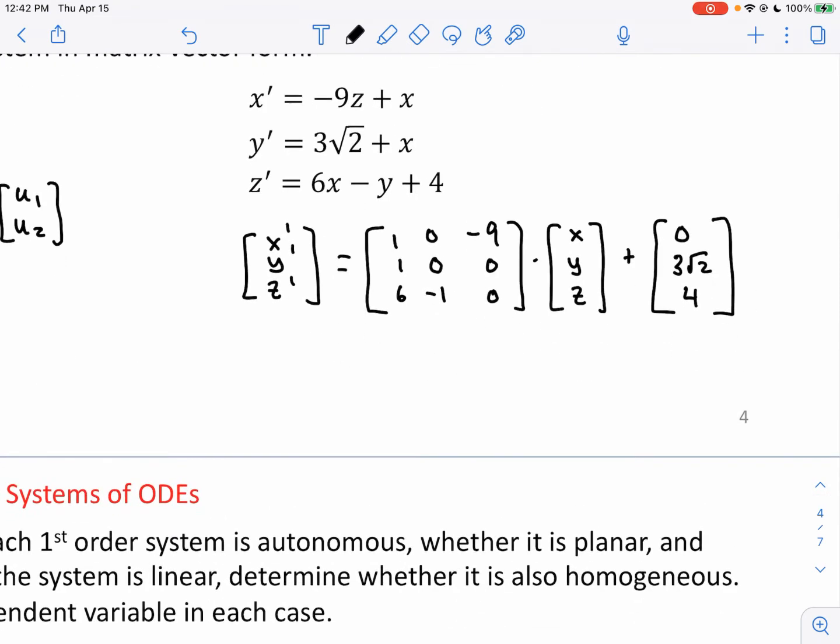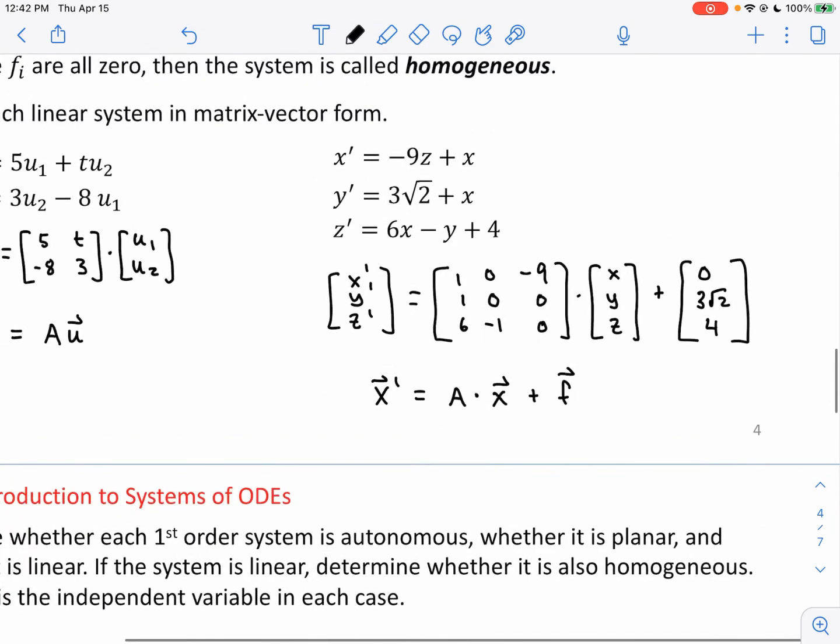And I'm going to call the matrix of coefficients A. This vector right here, I'm going to call the x vector. So x vector, that represents the x, y, z. Plus, and then we had a forcing function over here, three forcing functions. They're all constant, by the way, but that forms a forcing vector. And then over here we have the x vector that's being differentiated.